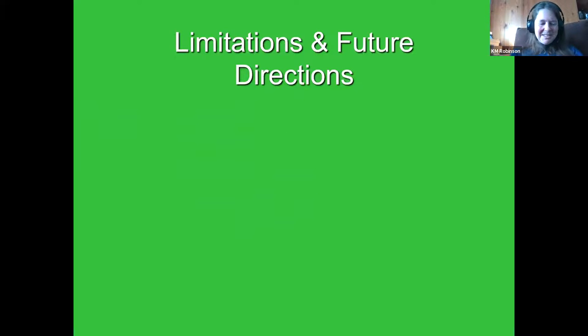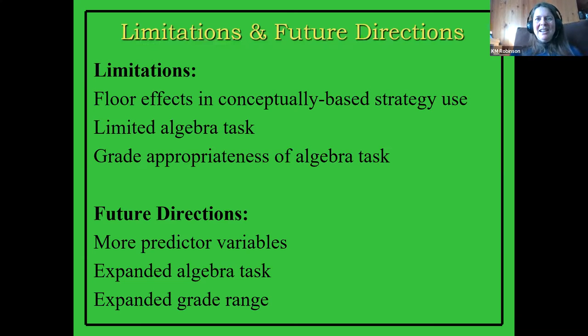So I'll just finish off with some limitations and future directions. We talked about the floor effects in conceptually based strategy use. It was a limited algebra task. The algebra task from Shimoni et al. was, I think, 24 problems. We used 3 because essentially this was just an exploration. We thought, okay, let's just tack this on as part of a larger study. Let's put in 3 additional algebra problems at the end, just to see if there is something to the idea that conceptual knowledge can predict early algebra knowledge and skills. And so our algebra task was very, very limited.